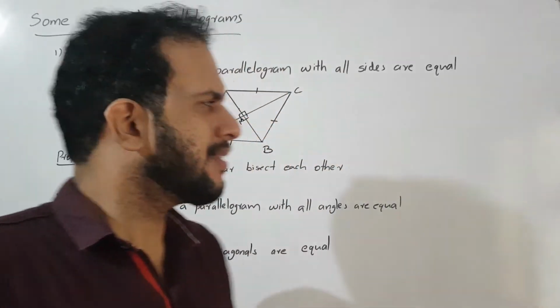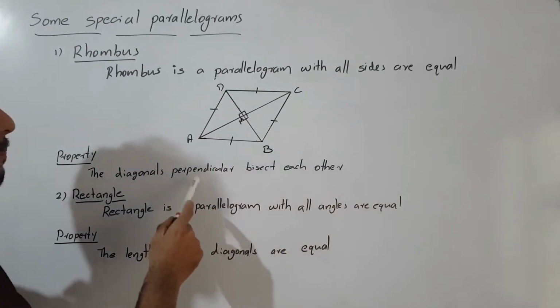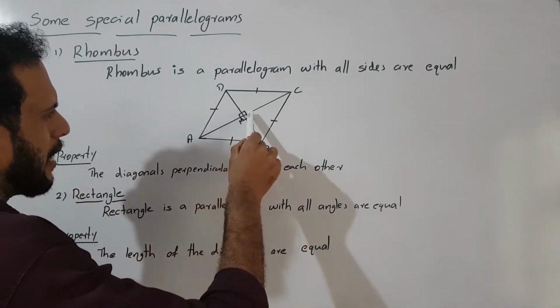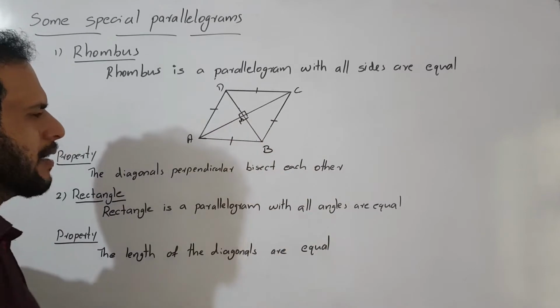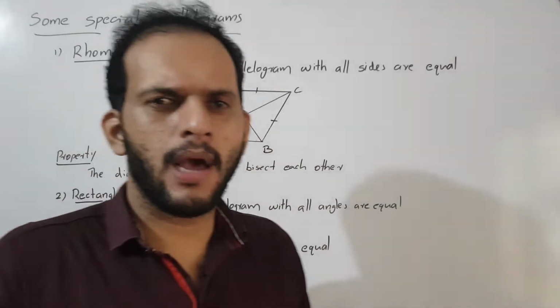It is the midpoint. Then it is perpendicular bisect. Perpendicular means the angles around the midpoint are all 90 degrees.